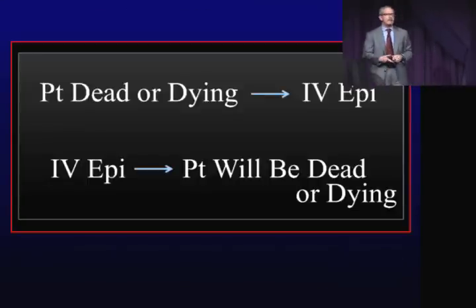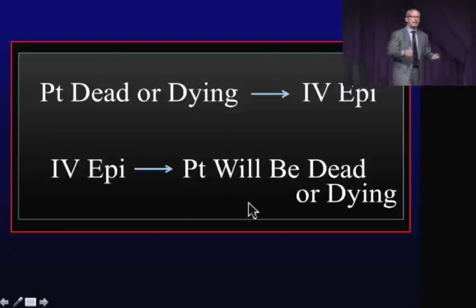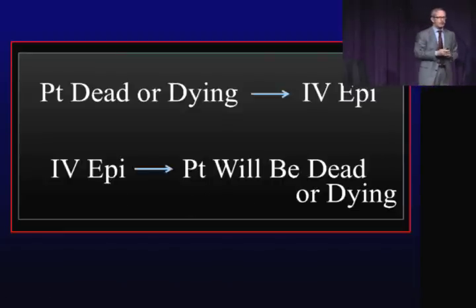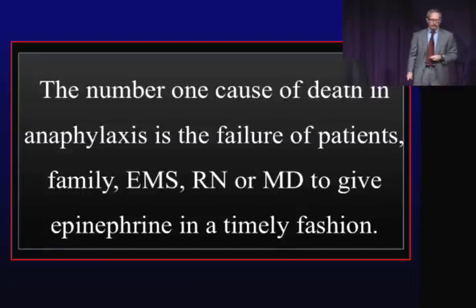The way I look at it is this. If someone is dead or dying, you give IV epi. If they're not dead or dying, if you give IV epi, they will be. So you want to reserve this for really critically ill people. The number one cause of death is the failure to give epi.